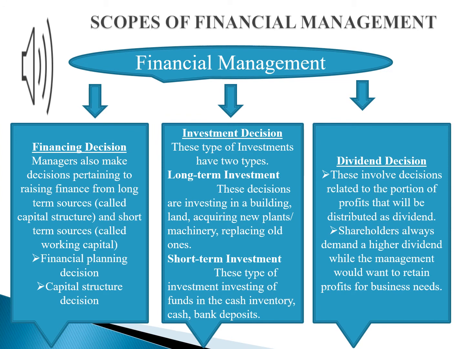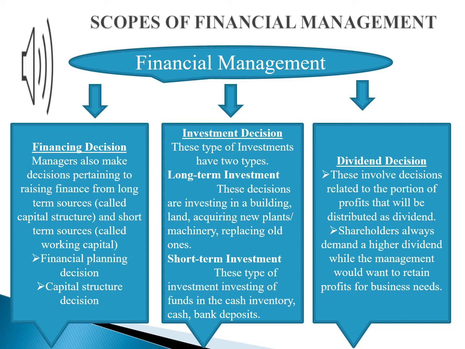Scopes of financial management. There are three main scopes of financial management: financing decision, investment decision and dividend decision. First, I would tell about the financing decision. Here managers make decisions pertaining to raising finance from long-term sources and short-term sources. For example, financial planning decision and capital structure decision.